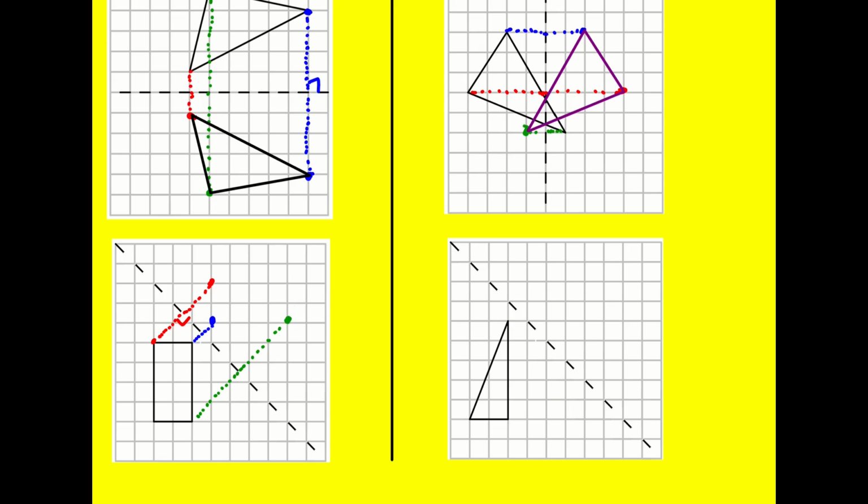A good idea, I think, for reflections is don't just do one point and then try and guess the shape, because I think it's very easy to make a mistake. You can probably see where this one's going to go now. I reckon it's going to go there, but get most of them down. Don't rush it. You can get away with it for some other transformations, but I'd say don't do it for reflections. Let's do it in full anyway.